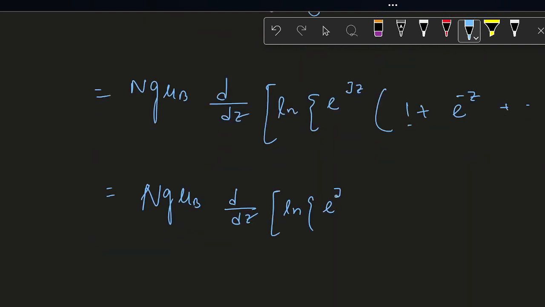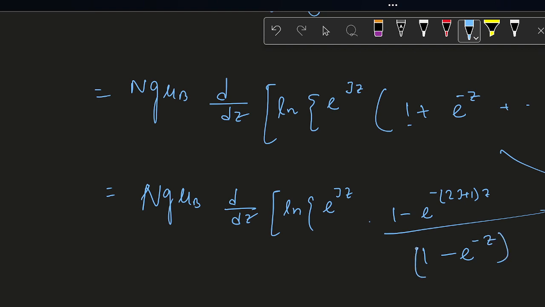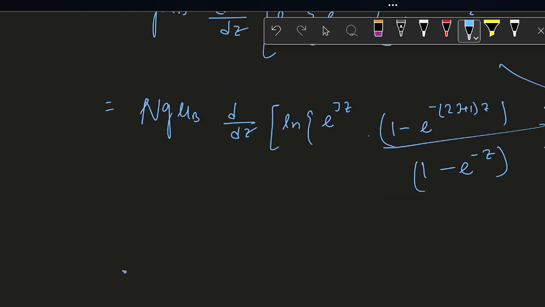Once you have taken out this e to the power jz as common, you see that this is a similar expression. So the series sum will be 1 minus e to the power of minus 2j plus 1 z divided by 1 minus e to the power minus z. Now e to the power minus z is your r, so there is no confusion, and 2j plus 1 in this case is your n. The total number of terms is 2j plus 1, because that is obviously the total count of mj values. So I have replaced it in terms of n in the series sum, and this is what we obtain.